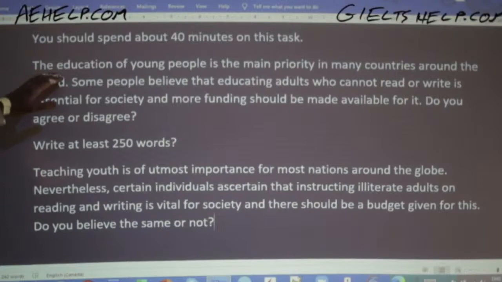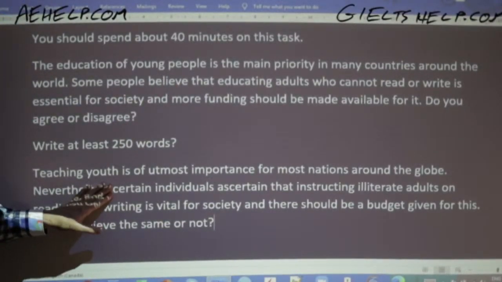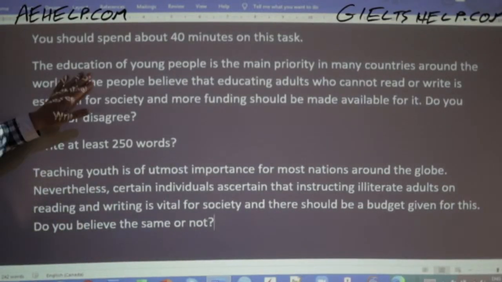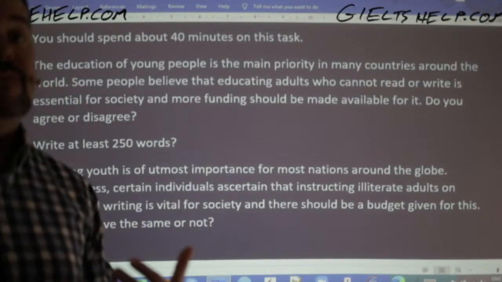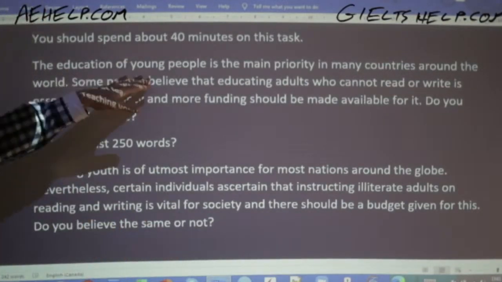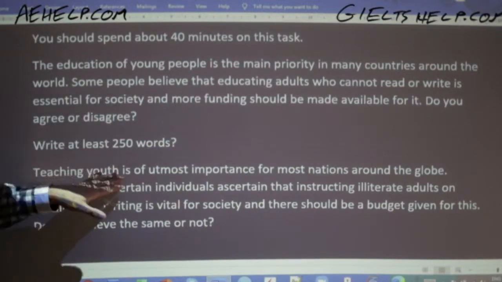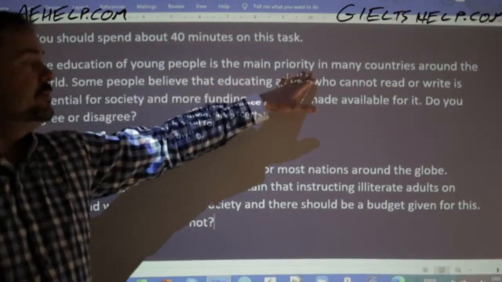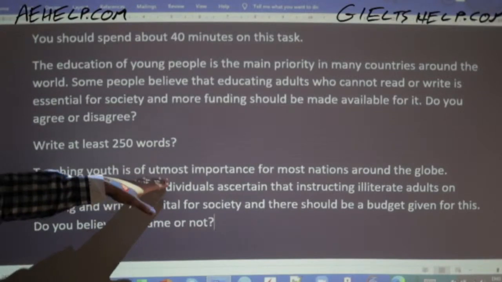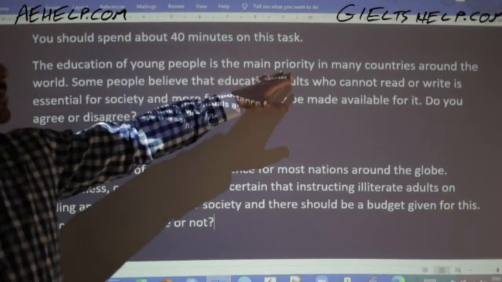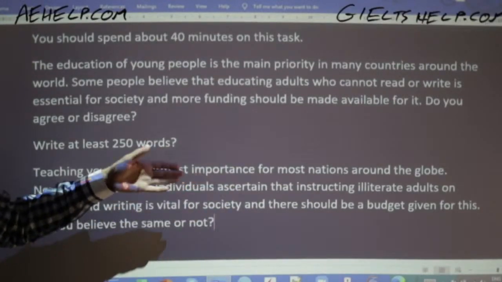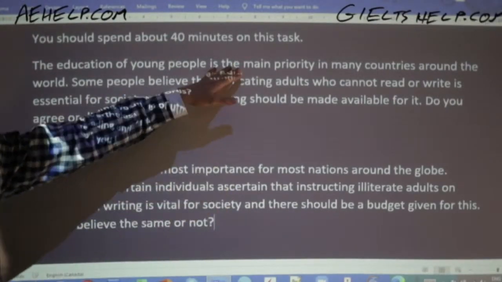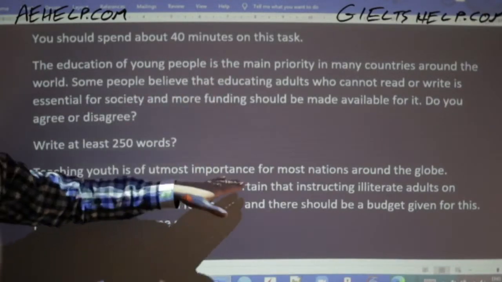So the education of young people, I paraphrase that as teaching youth, okay? So be concise. If you can paraphrase the question in a more concise way, that is fantastic, okay? So the education of young people, teaching youth, is the main priority. Is of utmost importance, it's the number one job. So again, some paraphrasing there.